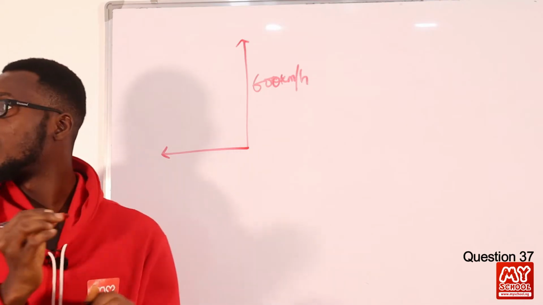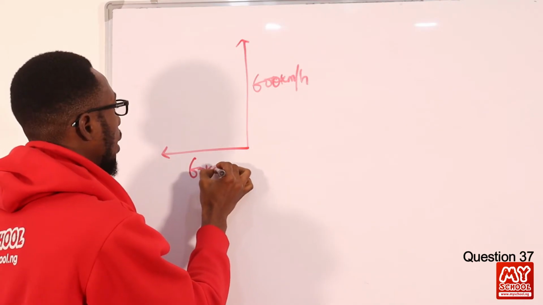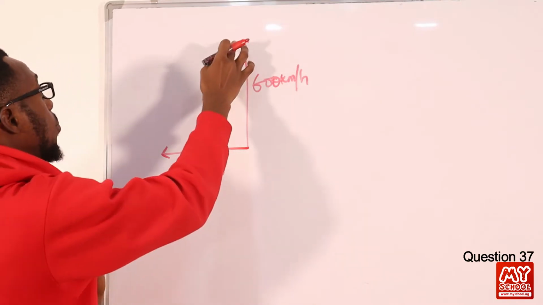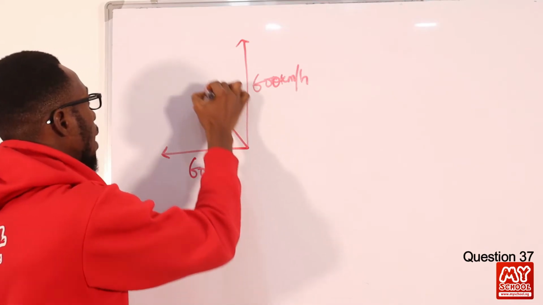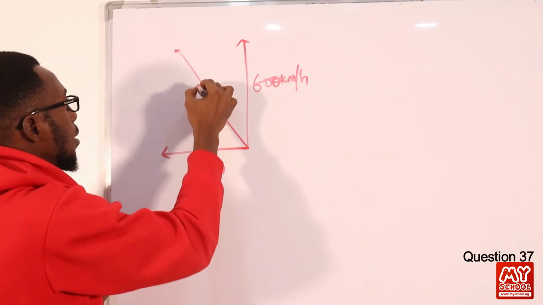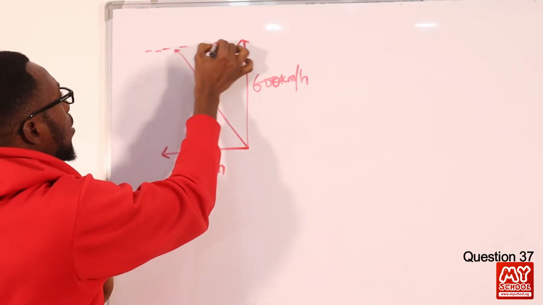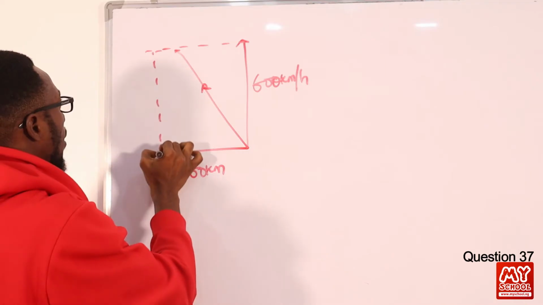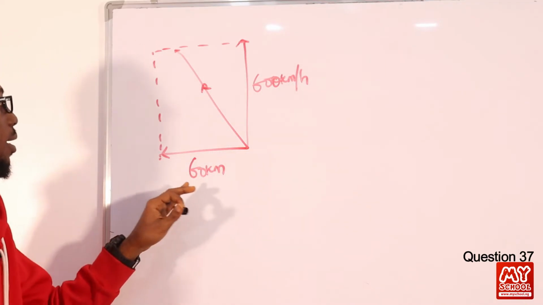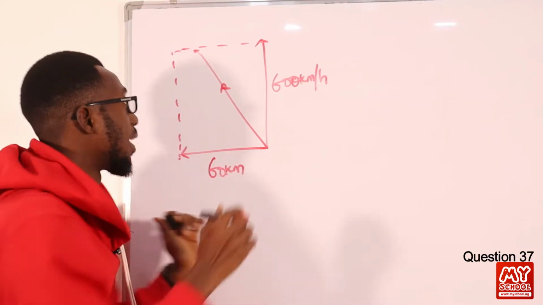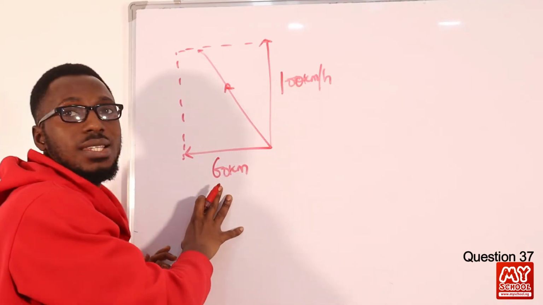At what speed? We have 60 kilometers per hour. We're asked to find our resultant velocity, and this is what we are looking for. So you can decide to join your diagram like this. So you see what we have right here now. We have 100, rather, this is 100, not 600. So I have 100 here, I have 60 right here.